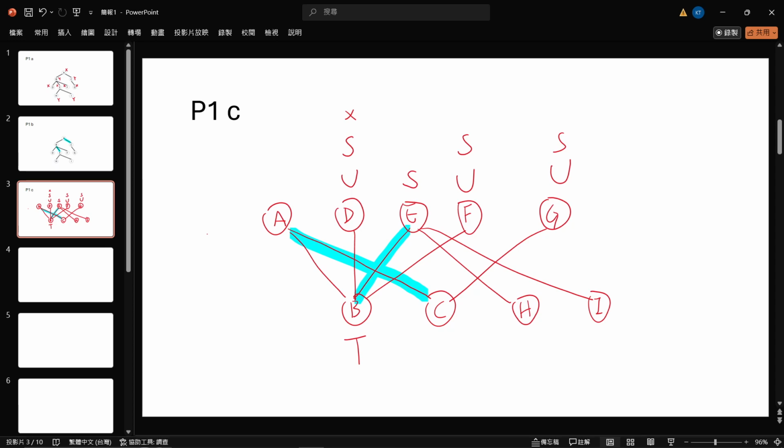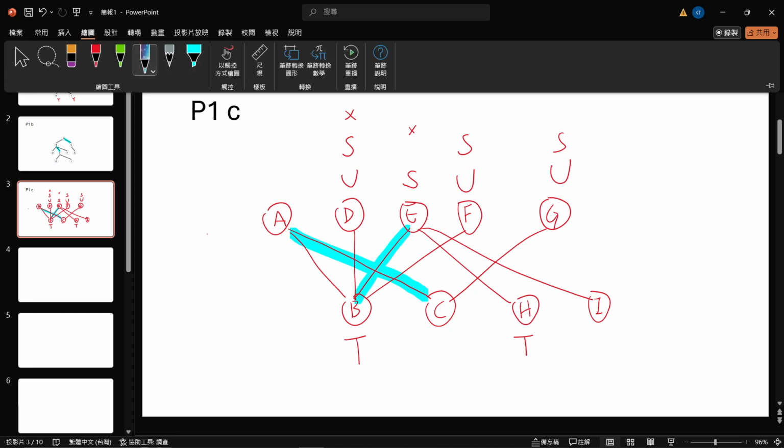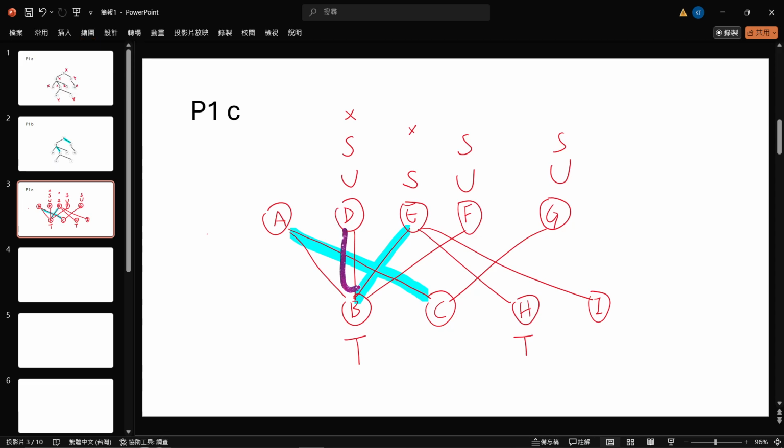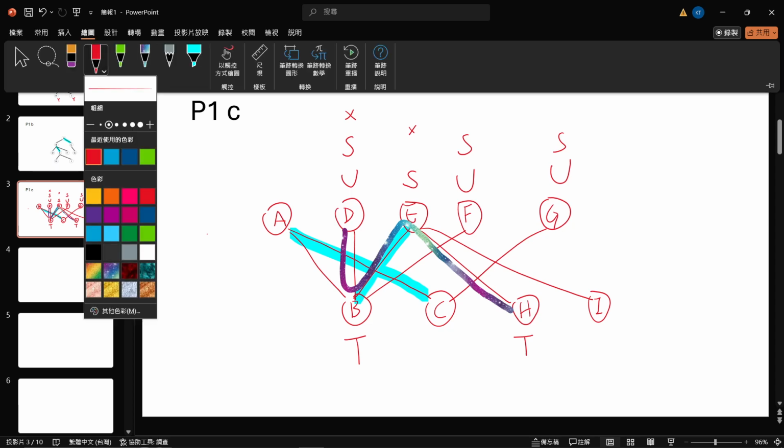Then we can check vertex E. From vertex E, we can reach H. This immediately gives you an augmenting path because H is in T and H is not saturated. So this is an augmenting path.